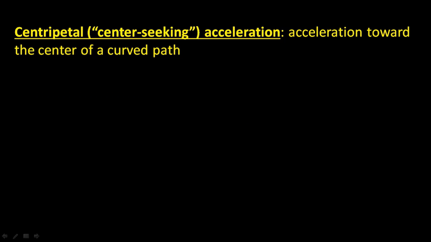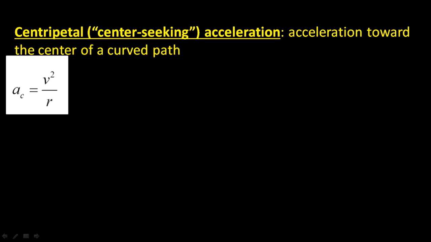And so we define something called centripetal. Note, I didn't say centrifugal. Centripetal, or center-seeking, which is what the word means, acceleration, which means acceleration toward the center of a curved path. And we've already developed the formula for that. The centripetal acceleration, which is an inward radial acceleration, is velocity squared, speed squared divided by the radius.